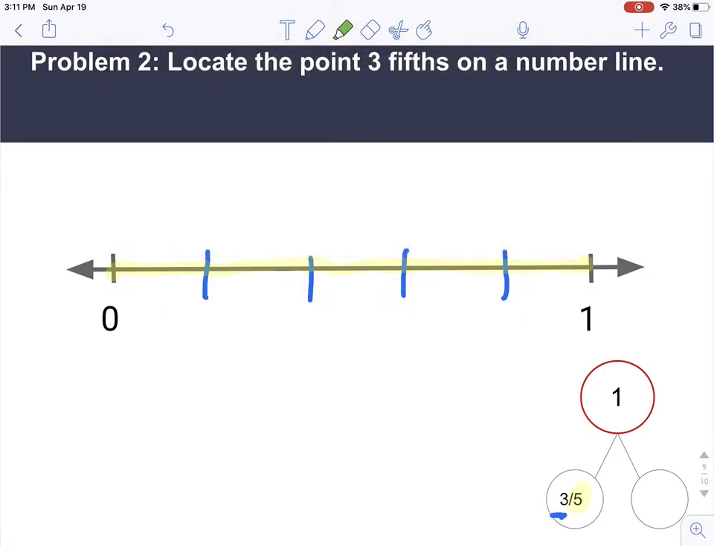So I'm starting from 0. 1, 2, 3. Okay, so that is where 3/5 go. I'm not going 1, 2, 3 on the lines. I'm counting the sections, 3/5. But sometimes we can start counting at 0 and get kind of thrown off. So this is where it goes, 3/5.